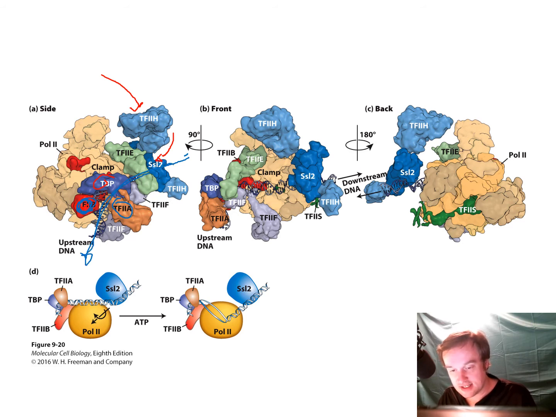When it does this, it creates torsion stress on the double helix, and that contributes to the transcription bubble and the melting of the DNA, pulling apart the DNA so that the polymerase can get to and transcribe one of those two strands of DNA.